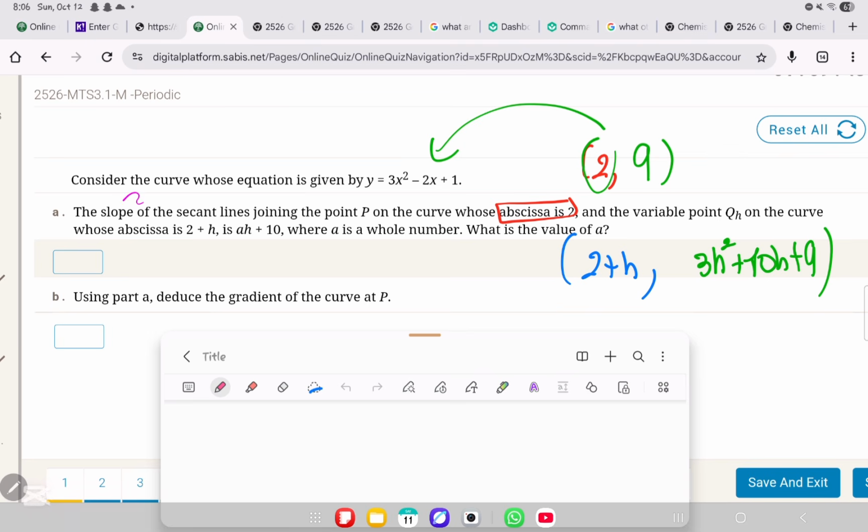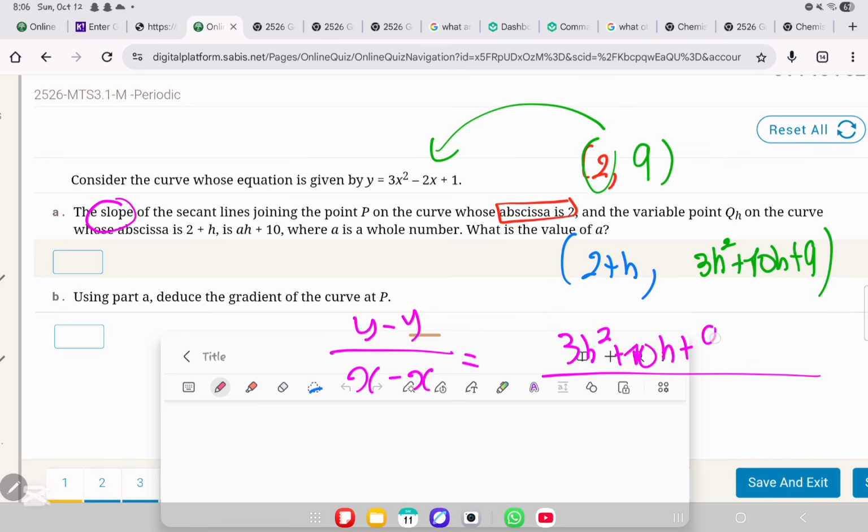They want the slope of the secant lines joining the point P on the curve, whose abscissa is whatever, and the point Q whose abscissa is whatever. So how do you find the slope? y minus y over x minus x. So it's going to be 3h squared plus 10h plus 9 minus 9 over 2 plus h minus 2.